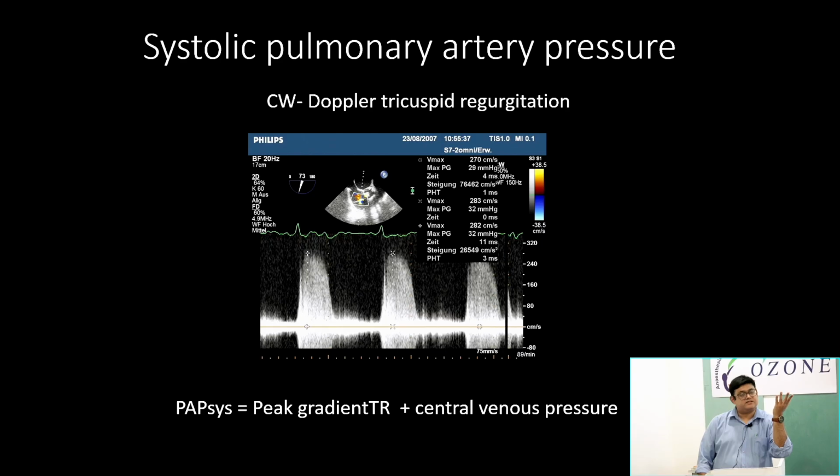And last is your systolic pulmonary artery pressure, where you measure the TR jet velocity and add it to your central venous pressure. This parameter gives an idea about the chronicity of the mitral valve disease. And if your PA pressures are high, then always have a good look at your RV function, because these patients will have a lot of problems in the post-CPB period with RV dysfunction.